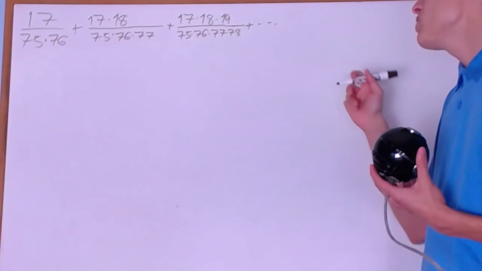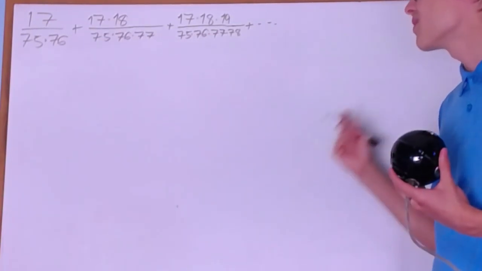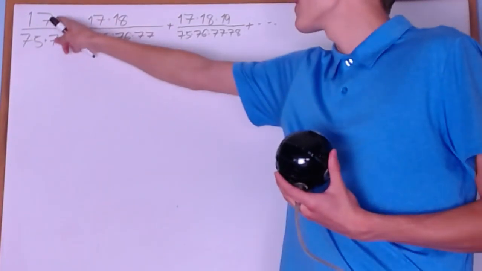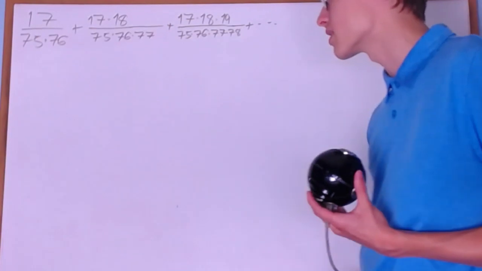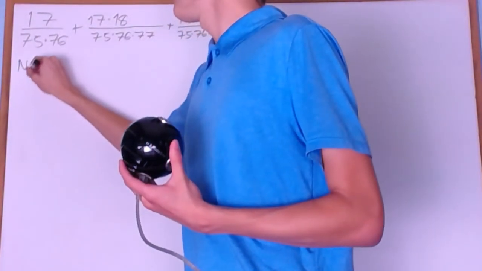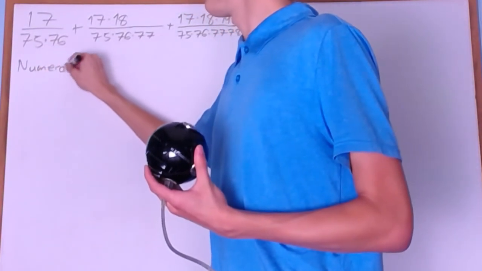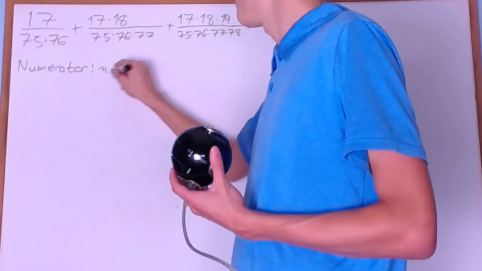So how should we start with figuring out this value? Well, it would probably help if we could figure out a formula for the numerator and a separate formula for the denominator. So let's go ahead and do that. So what should the formula for the numerator be? And I'll be assuming we're starting at n equals 0.